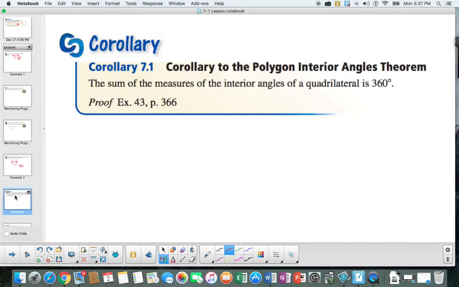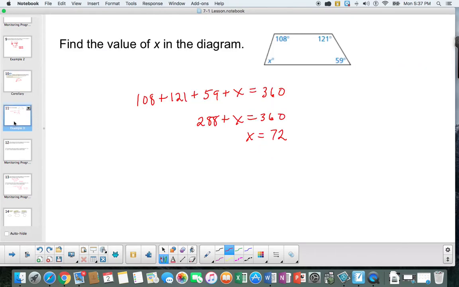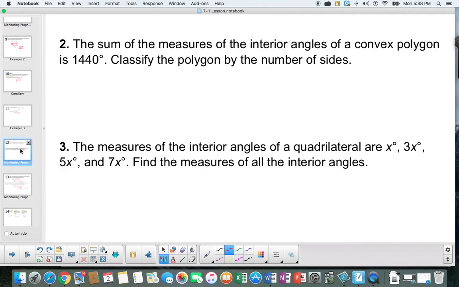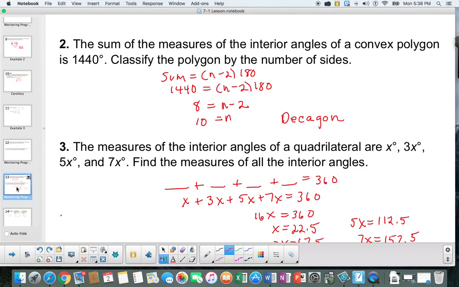The sum of the measures of the interior angles of a quad is 360. When we have a quad, we know that from one vertex it's going to create 2 triangles. So 2 times 180 is 360. Let's use this to do this problem. I want to find the missing angle. So I know that all 4 angles have to add up to 360, and then I just do my algebra and find that x is equal to 72. Your turn. Go ahead and stop the screencast and see what you can do. Here are the answers.